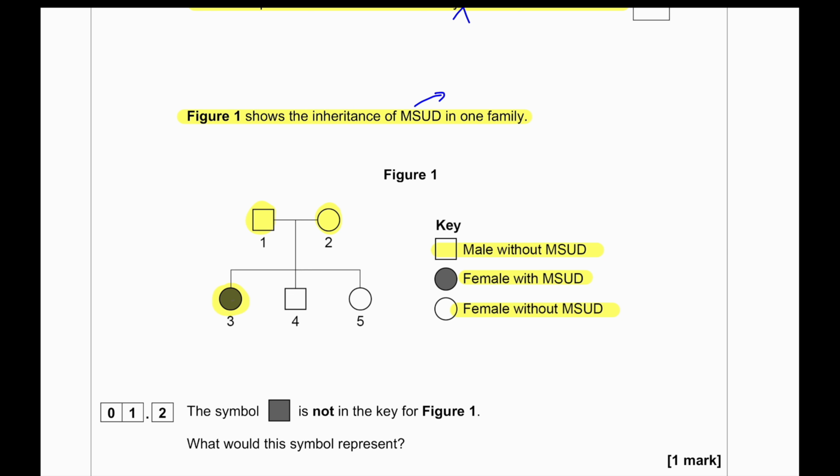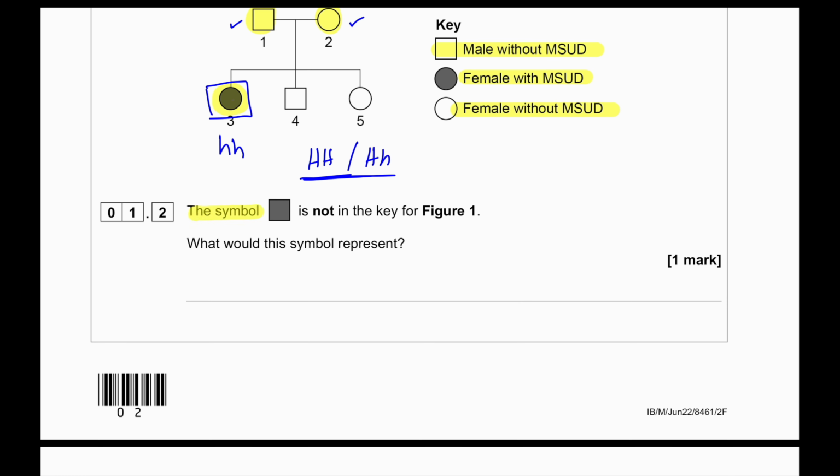Let's say not having MSUD is capital H and having MSUD is small h. In this case, both of the parents are capital H, small h, because they don't have the disease itself. However, they have a child who has MSUD, so the child must be small h and small h. Now, for 4 and 5, it is difficult to tell their genotype because they can be either capital H, capital H, or capital H and small h. They can be both.